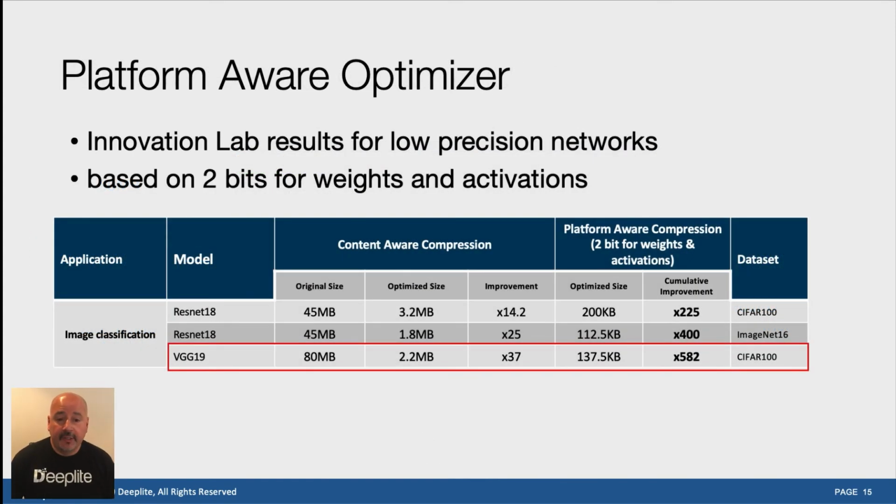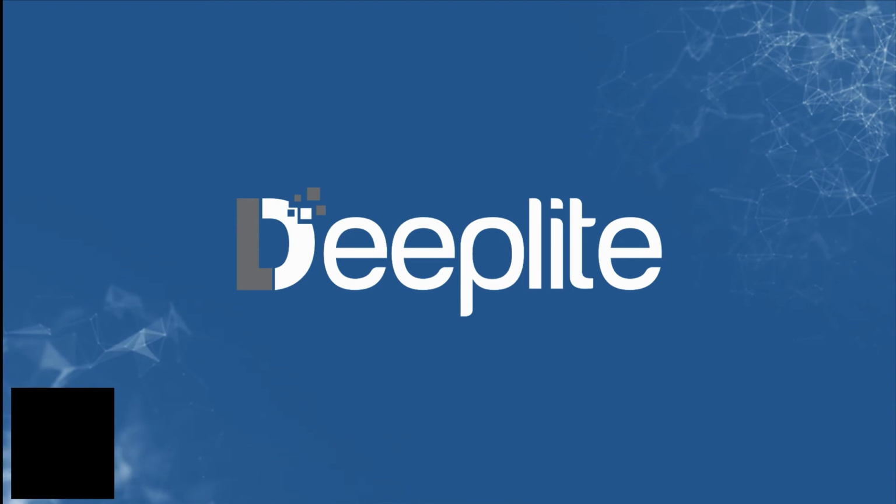One of the areas we're really excited about is what we call platform-aware optimization. The optimization I just described, where we took an 80 megabyte model, compressed it by 37x down to 2.2 megabytes, focused on the model architecture itself. These new techniques focus on the target hardware that the model is going to run on. In this particular example, it's a low precision network based on 2 bits for weights and activations, taking the model down to 137.5 kilobytes, a 582x compression, well within the zone for microcontrollers that are going to be running at the edge in IoT applications.